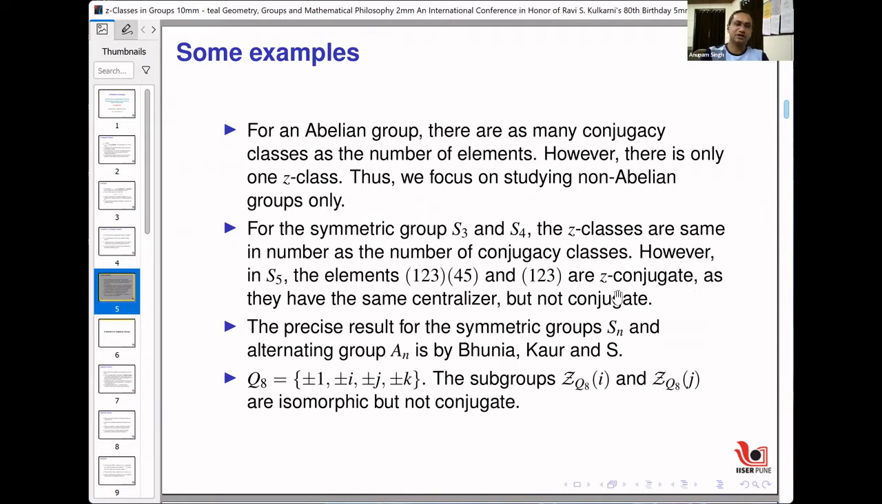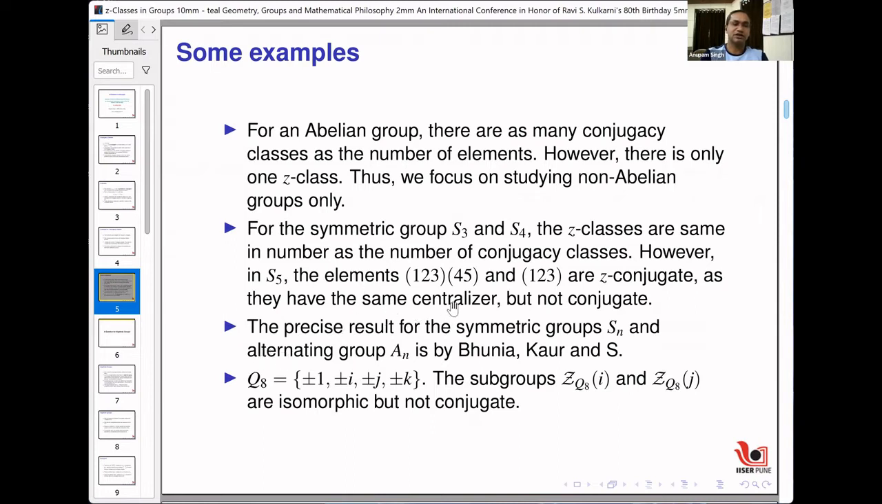And in general, it turns out that this kind of thing is the only exception. I'll talk about it later, the results which I have proved for this. Yeah, the precise result for symmetric groups and alternating groups is in the paper by Bhunyakor and myself.